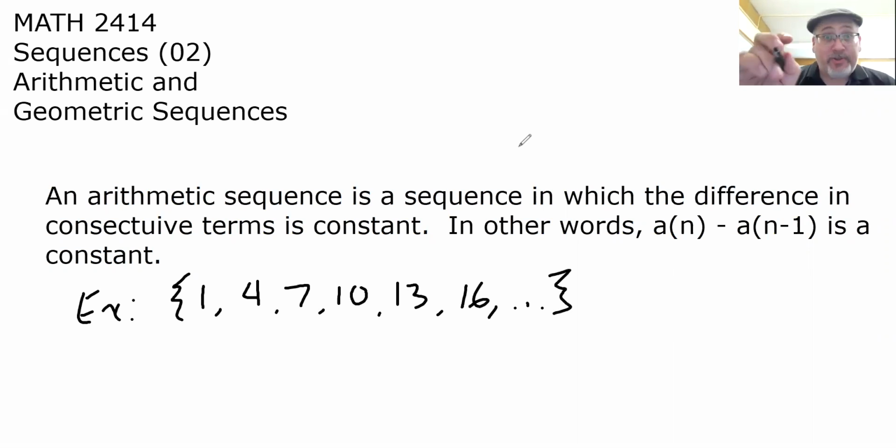We call it a +3 sequence, which is really a loosey-goosey way to describe it, but the correct technical term is this sequence is arithmetic. The difference in consecutive terms is constant. If we did 4 minus 1, we get 3, 7 minus 4 is 3, 10 minus 7 is 3, and so on all the way down.